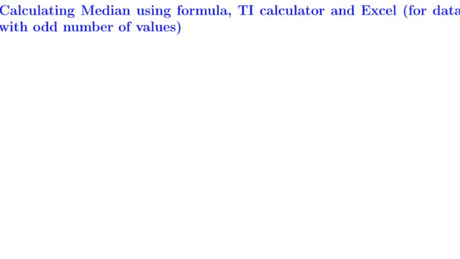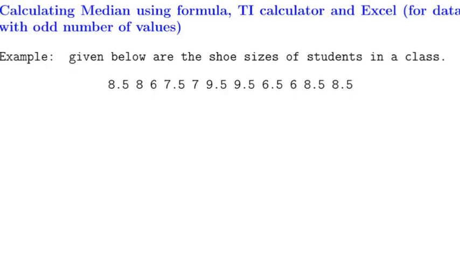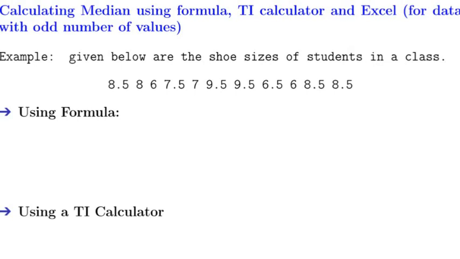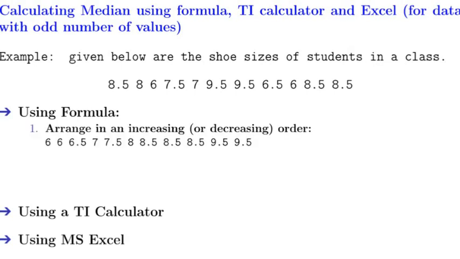Here I'm going to show how to calculate median using formula, TI calculator and Excel. So let's look at this example. Given below are the shoe sizes of students in a class. And for this example, we will find median using formula, using a TI calculator, using Excel. For using formula, while finding median, we need to arrange the given data in an increasing or decreasing order.